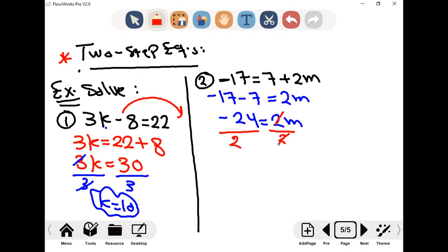Multiply, equal comes down. Now negative 24 divided by 2 is negative 12. So m is negative 12.